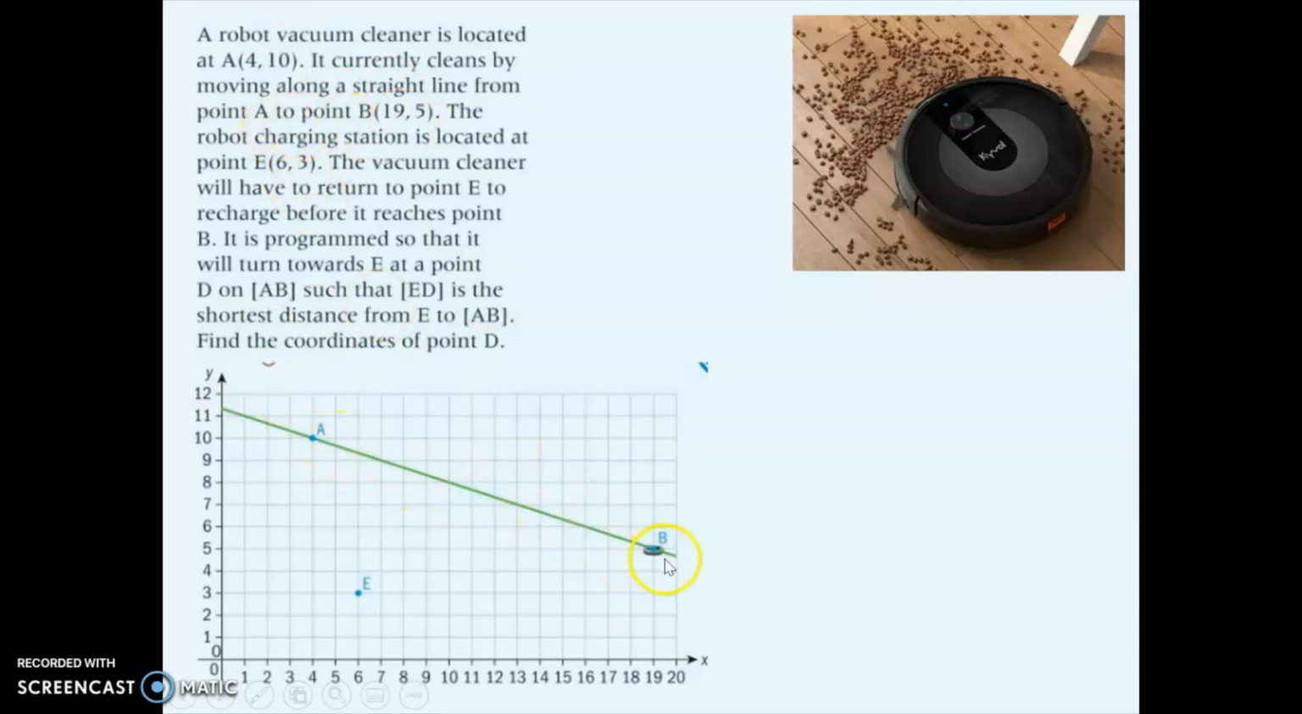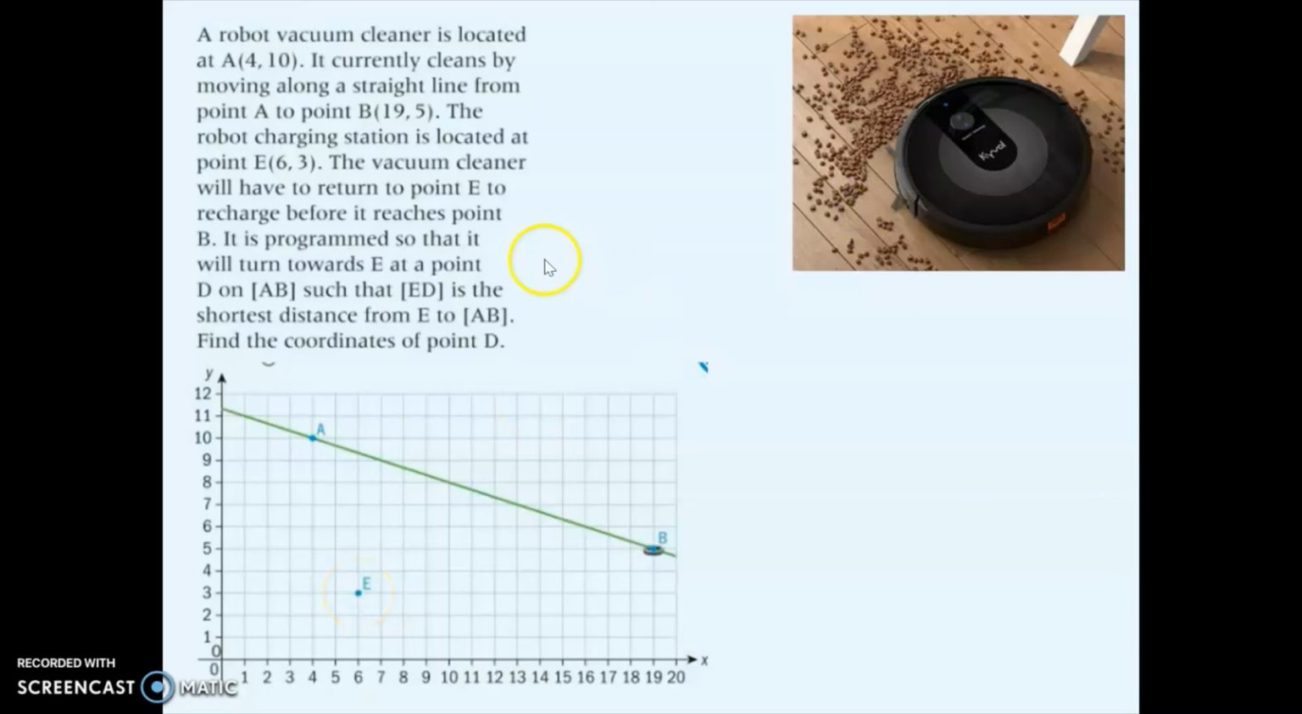So point B it gives here is (19.5), okay? The robot charging station is located at point E, (6, 3), right here. So here's the vacuum now. It wants to go there. Okay, again, it's going to start here. It wants to get here, but here's the charging station. Now, the vacuum cleaner will have to return to point E to recharge before it reaches point B. So it doesn't have enough power to go from there to there. It needs to go to the charging station and then back to B. Now, how is it going to go to the charging station?